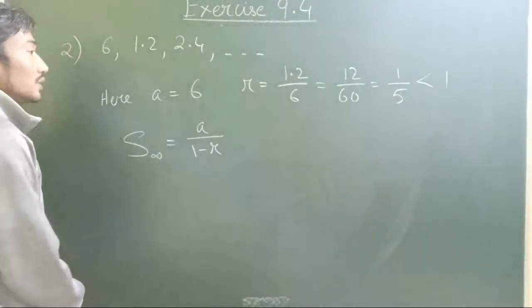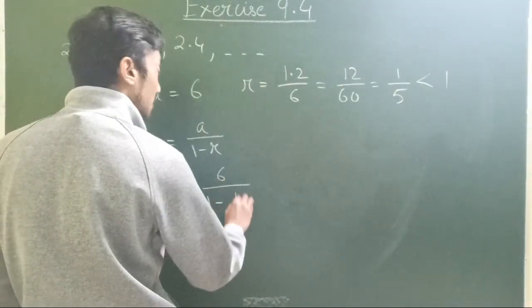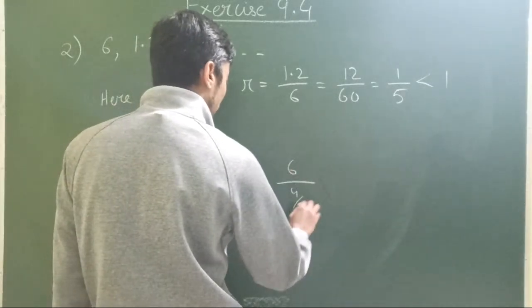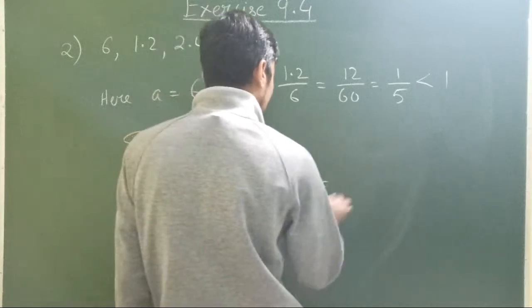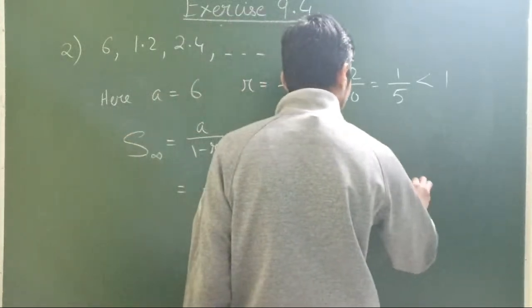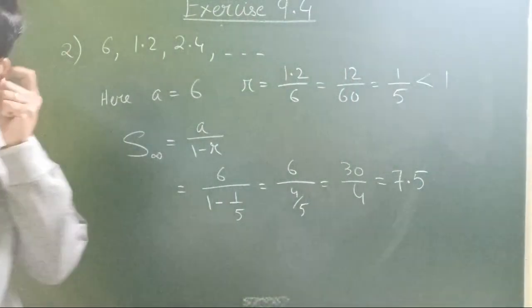Okay, so here also we are just applying the formula. A value is 6, 1 minus R value is 1 by 5. So that's 6 divided by (5 minus 1) upon 5, which is 4 upon 5. So 6 fives are 30 by 4. That's going to be, 4 sevens are 28, to the left. Alright, the value is now 7.5.